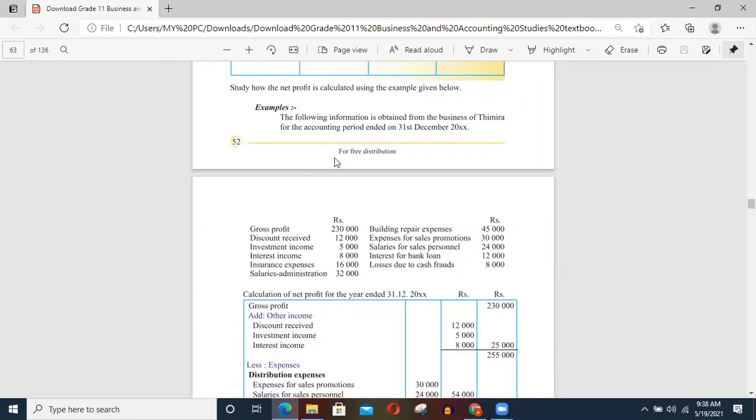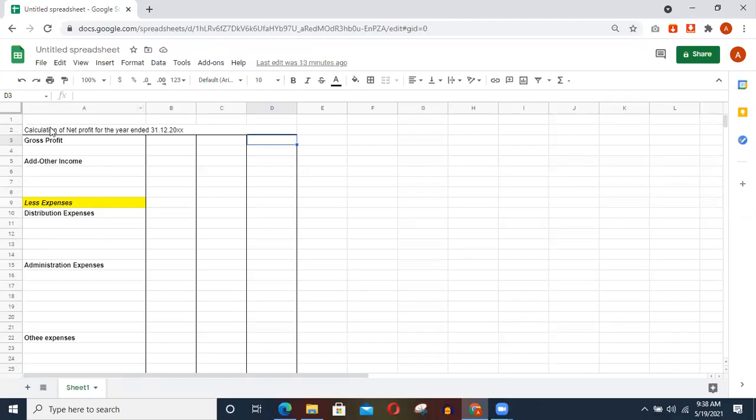Okay. So the following information is obtained from the books of the business for the accounting period ended 31st December 20 something. So there is a list of things given here. So let's work it out. Okay. So let me show you how the statement actually looks. Since we are continuing from the gross profit, we have the topic as calculation of net profit for the year ended 31st December 20 something.